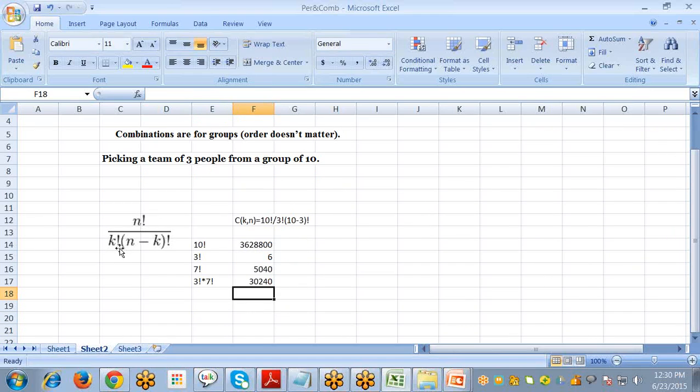So now the value for this calculation will be this value divided by the multiplication of this value. So the value for the combination will be: type an equal sign, select this cell and divide by this cell, enter. So for 3 people from a group of 10, 3 people can be selected in 120 combinations. So there are 120 possible combinations for this question.